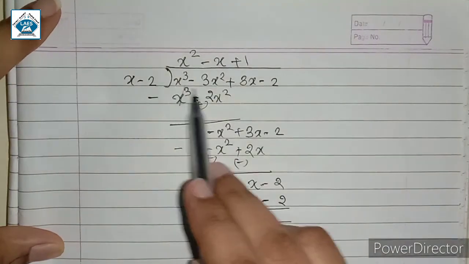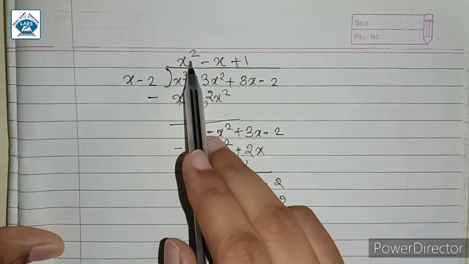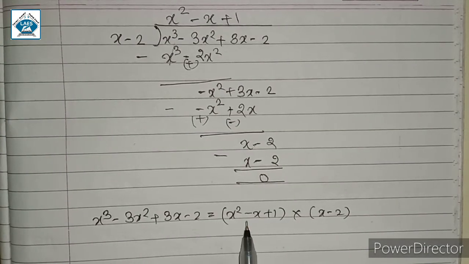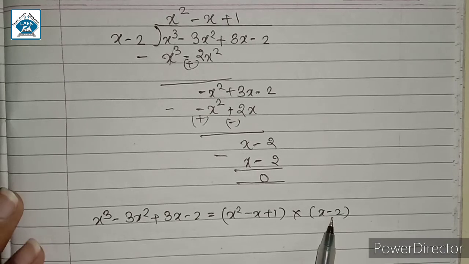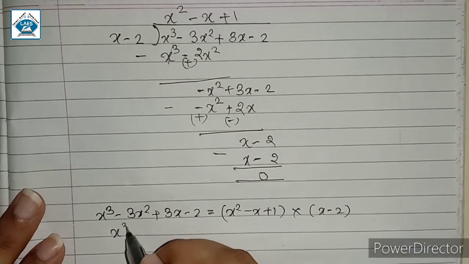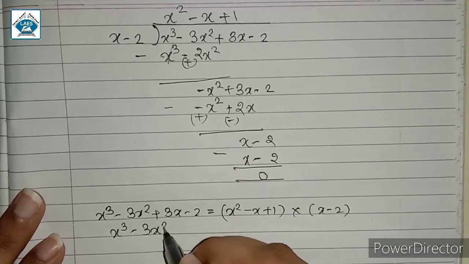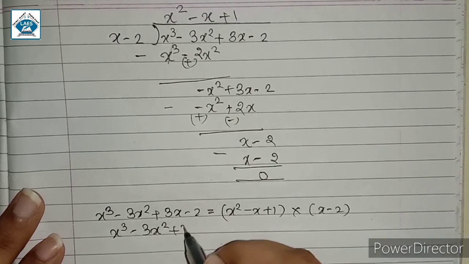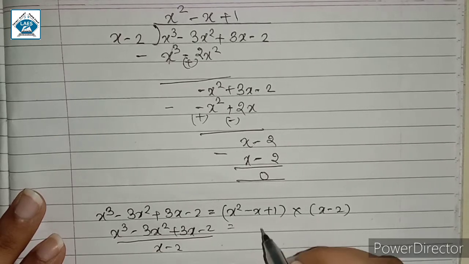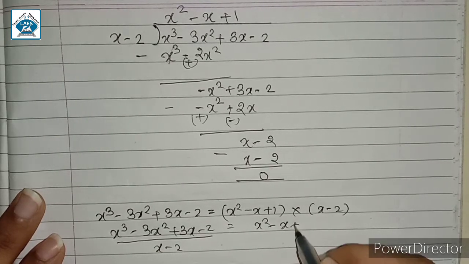So now we can write this term as a product of quotient and divisor. So we can write this polynomial equal to the product of these two polynomials. So when we take this to the left hand side, it will become in the division form. So here we have (x³ − 3x² + 3x − 2) divided by (x − 2) is equal to x² − x + 1.